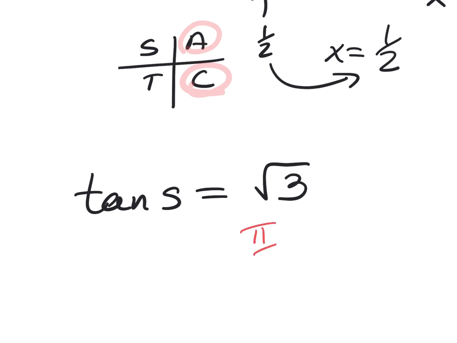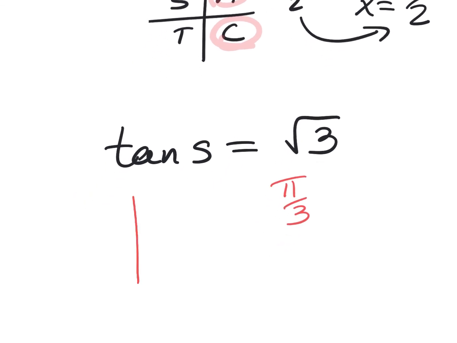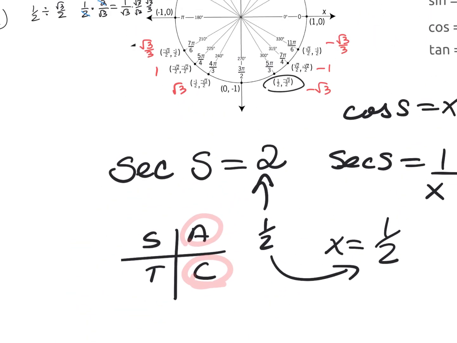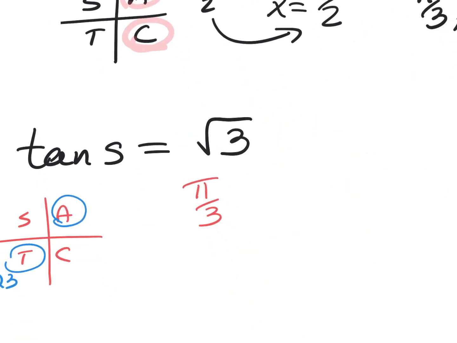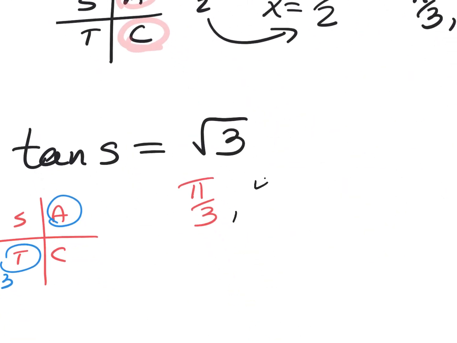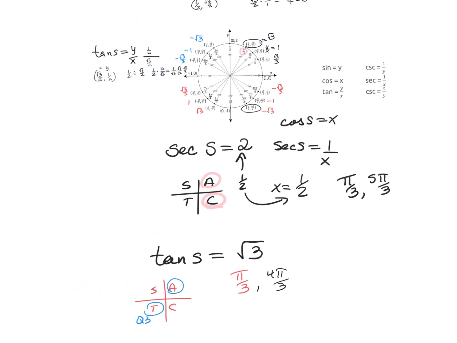So this gives me pi over 3. That's my reference angle. All students take calculus. Tangent's positive here and here. So now I just have to look in quadrant 3 to find my other angle that has a denominator of 3 in quadrant 3. And that's going to be 4 pi over 3, because my reference angle, when it's the square root of 3, is pi over 3, or the 60 degrees.